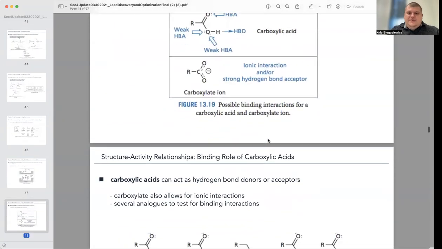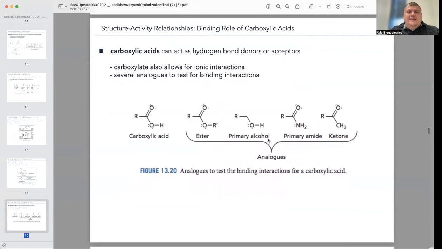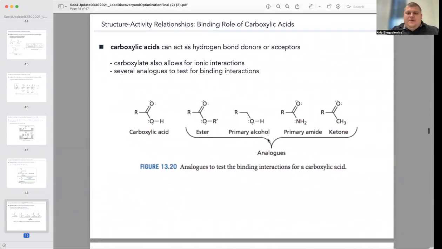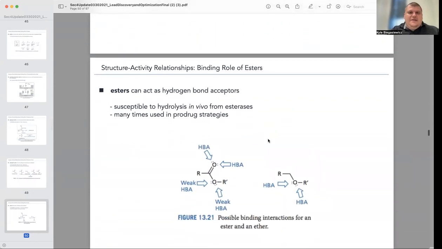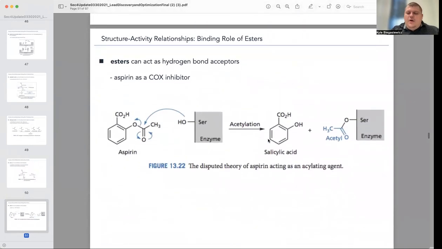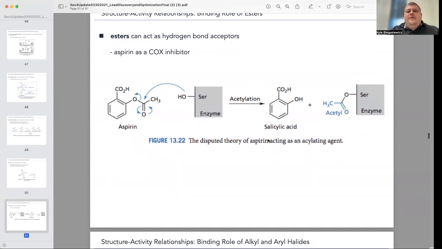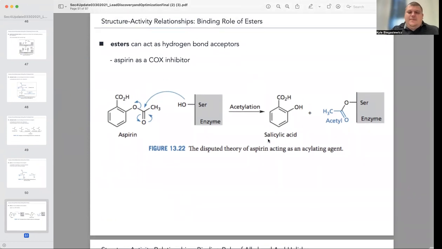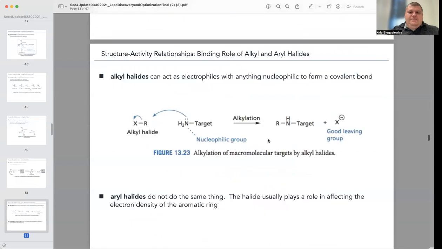48 is important. 49, another great example. I would spend some time on that. 50 is important. 51, not particularly important, but I think this is a pretty cool example. It might pop up either on this exam or the next one.